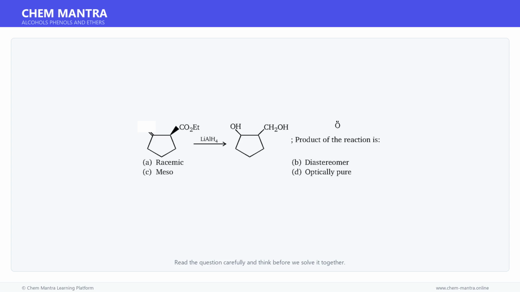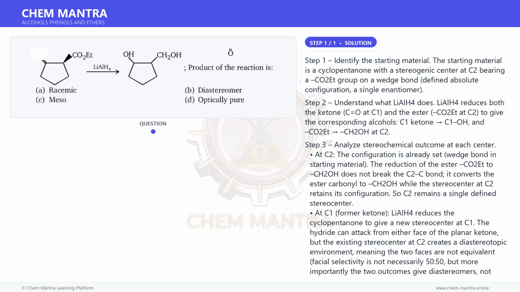Here is a question. Read it carefully and think about the answer. Let us solve it step by step. Let us begin solving this step by step. Step 1. Identify the starting material.